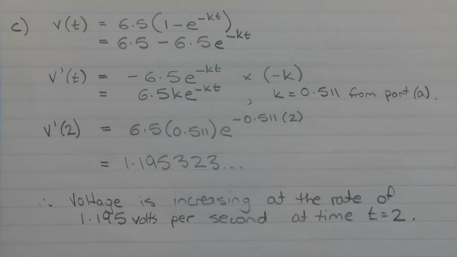So to find the rate of change of voltage across the capacitor at the 2-second mark, we substitute 2 for t in the first derivative here. So V dash of 2 is equal to 6.5 times 0.511 times e to the power of negative 0.511 times 2, which evaluates to 1.195323 and so on. Now the question is asking for the rate of change correct to 3 decimal places. So this rounds to 1.195. Therefore the voltage is increasing at the rate of 1.195 volts per second at time t equals 2.